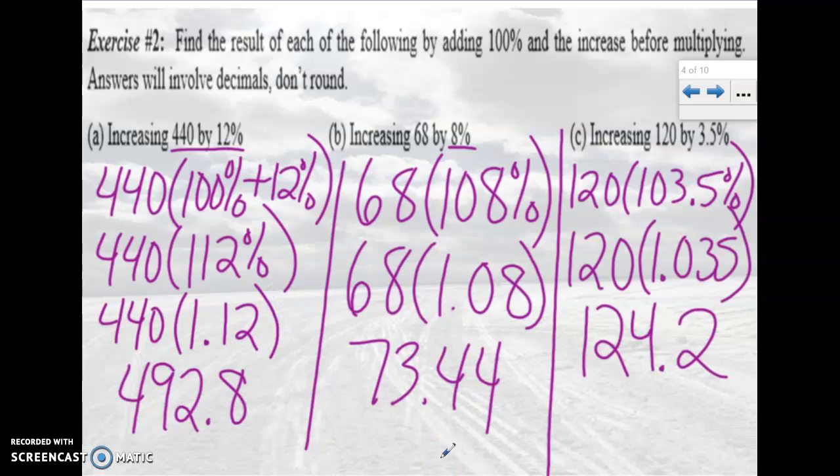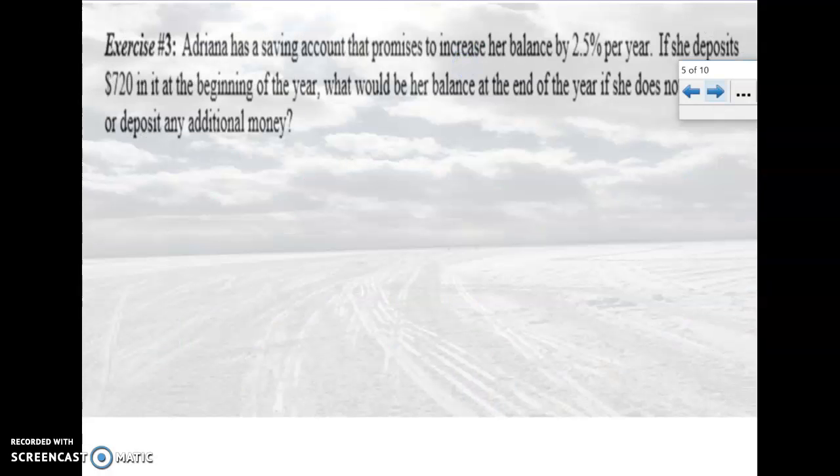So there you have it, 3.5% added to 100% to make a number larger than 120. Let's go ahead and look at one more real-life example that applies this to the real world, like savings accounts. These are classic ways to see an exponential increase. So Adriana has a savings account that promises her a balance of 0.5% per year. That's not too bad. She has $720 in the beginning of the year.